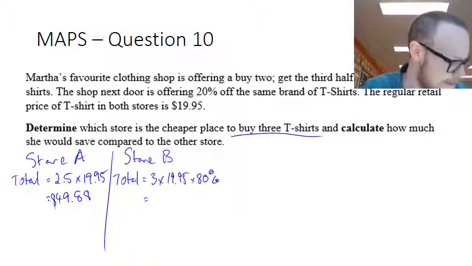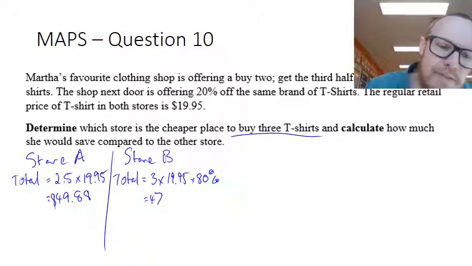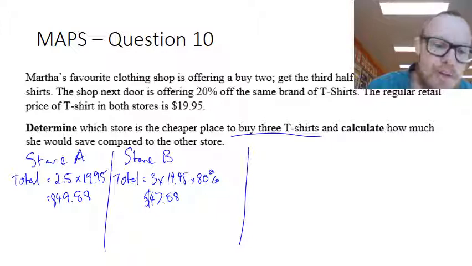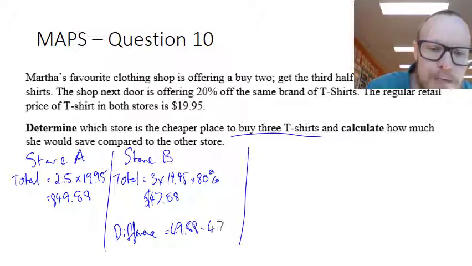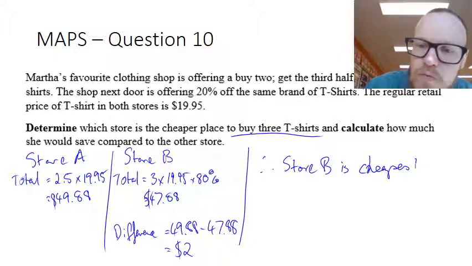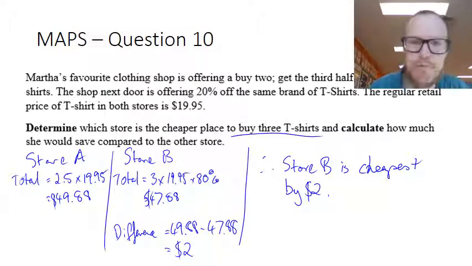So if I do that in my calculator, I get $47.88. So we can say, it says which is cheaper and how much is it cheaper. So if we can find the difference, it is 49.88 minus 47.88. We get that the difference is $2. So we can say, therefore, store B is cheapest by $2 for 3 shirts.